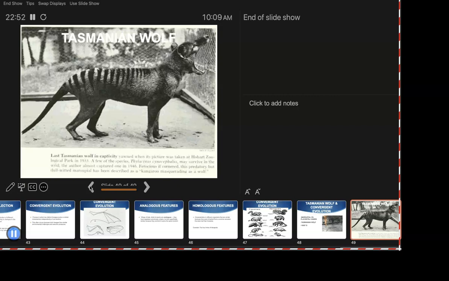We hunted these guys. We killed these guys. Everyone hears about the dodo, right? We killed the dodo off. They shot these guys, every single last one of them. So that's what we do, right?